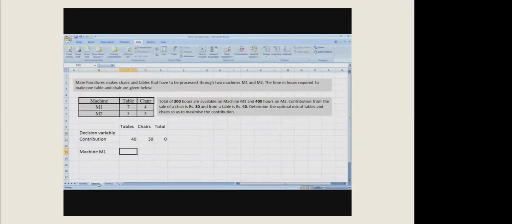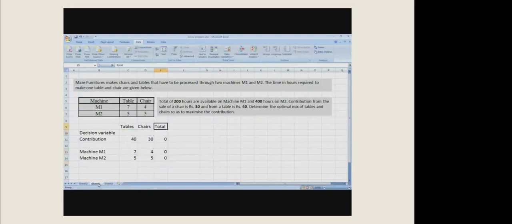Each table on M1 needs 7 hours and each chair on M1 needs 4 hours. So the total capacity used equals the time taken by one table multiplied by number of tables, plus the time taken by one chair multiplied by number of chairs. Same thing for machine M2, which is 5 hours per table and 5 hours per chair. We use the same method: time for one table multiplied by number of tables plus time for one chair multiplied by number of chairs.